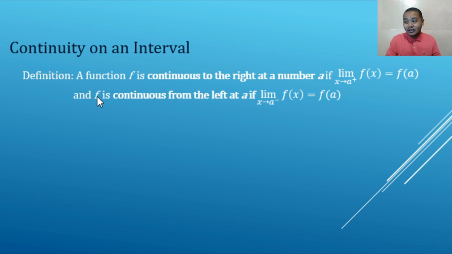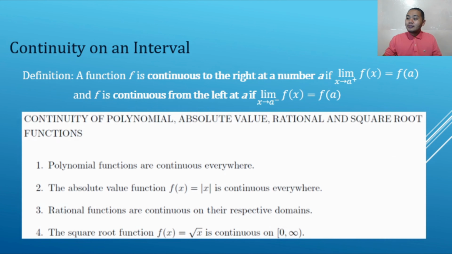Same lang siya dito. F is also continuous from the left at a if the limit of f of x as x approaches to the left of a is equivalent to f of a. So again, ang nagbago lang dito, nagkaroon tayo ng one-sided part. Nagkaroon tayo ng limit do sa right ng a, saka limit as x approaches do sa left ng a. Pero again, yung conditions, still, yung tatlo pa rin. So, this one, keep this one in mind.